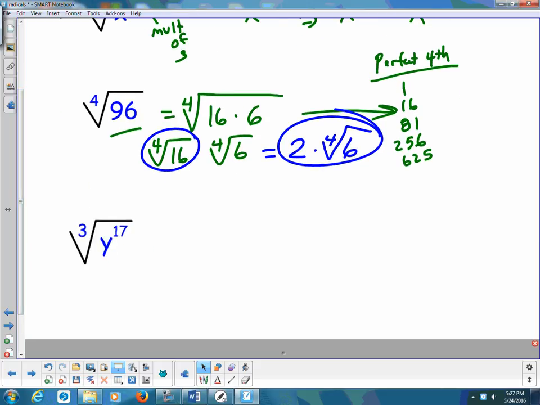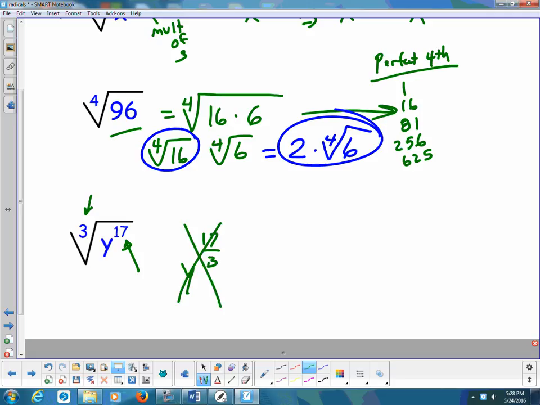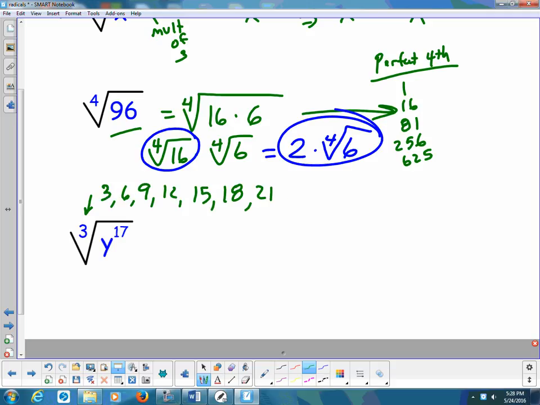Let's take a look at this example. Now I've got cube root of y to the 17th. Well, this power here is greater than our index, so it can be simplified, but I don't want to just write it as y to the 17 over 3, because that's not going to reduce to a nice integer, so let's not do that. Instead, let's look at the multiples of our index. So that would be 3, 6, 9, 12, 15, 18, 21, and so on. We want the largest number in this list, but it has to be less than our power. So that would put us at 15.